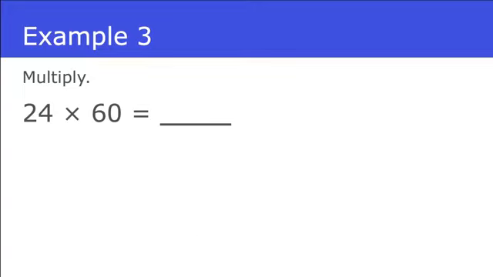Nice! Let's try another. Multiply 24 times 60. Here our numbers in the multiplication problem are not stacked, so we'll want to start by lining up our digits in the tens place and the ones place. We can put either number on top. We'll get the same answer either way.